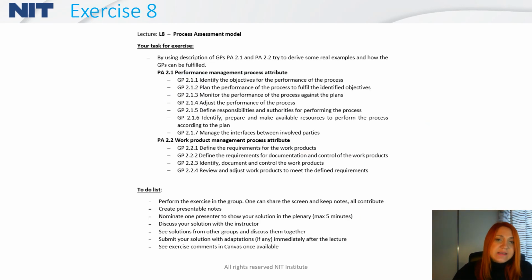Exercise 8 will go in the direction that, from understanding level 2, you need to explain what the real examples of the generic practices are, which are summarized through some kind of presentation. Prepare for this exercise because there are a lot of things to be done.